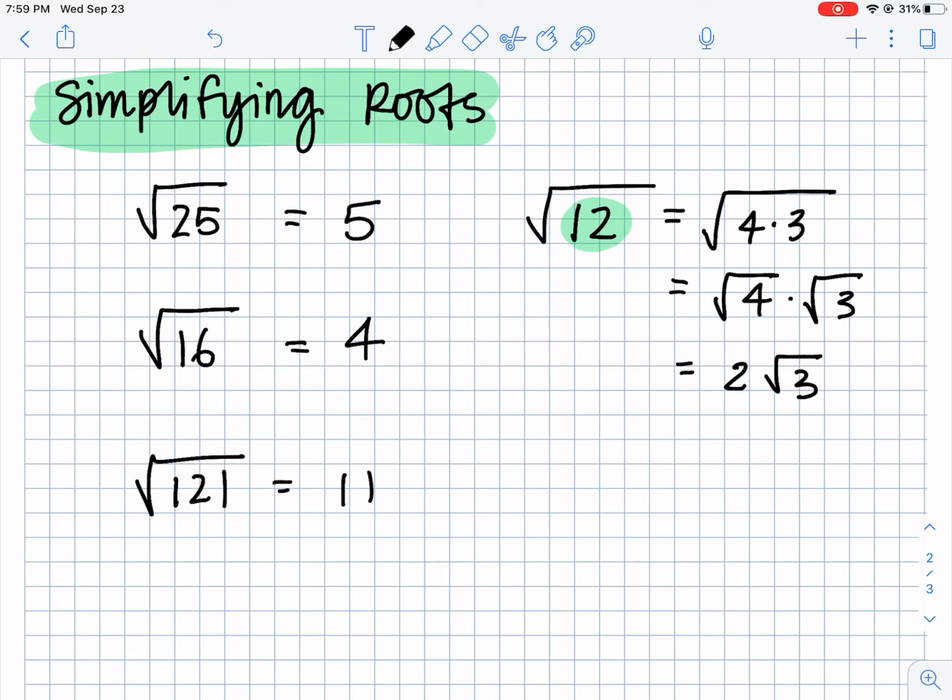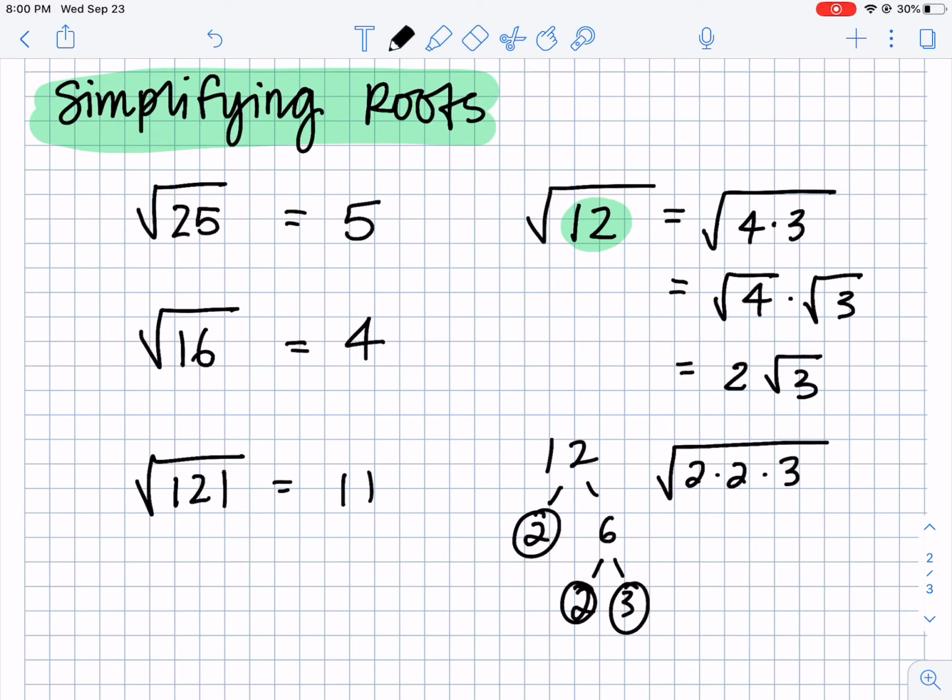Maybe you didn't see that initially, and so instead you're thinking about 12, and you're thinking, well, what multiplies to make 12? Maybe you saw 2 and 6. Well, 6 can be broken down further. It's a composite number, and so you'll say, well, that's 2 times 3. And then you circle your primes and you say, okay, well, the square root of 12 is going to be the square root of 2 times 2 times 3.